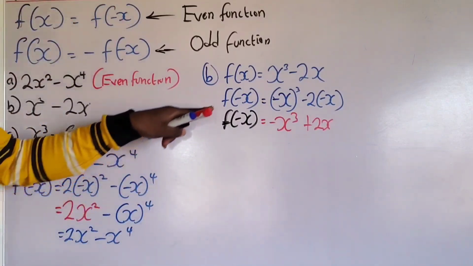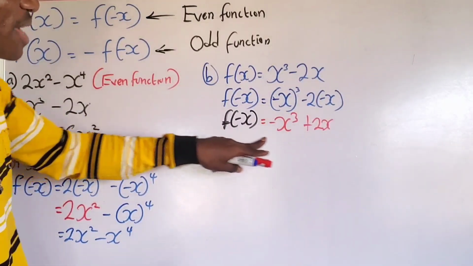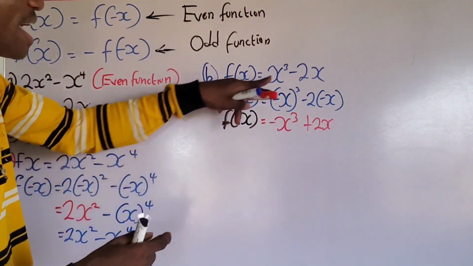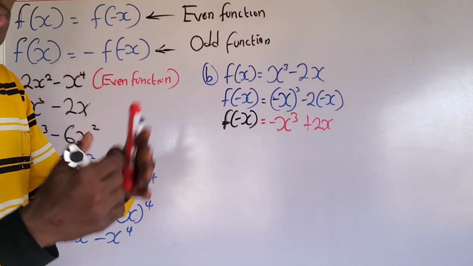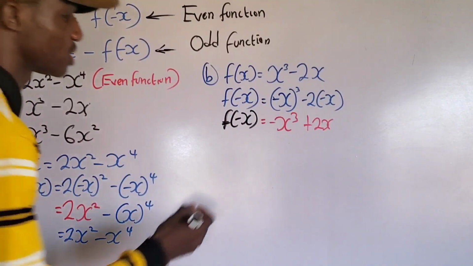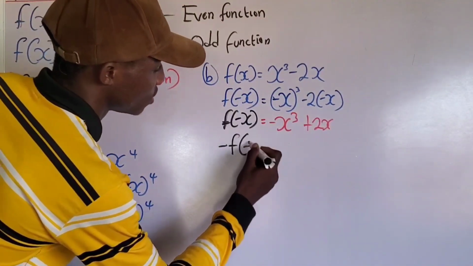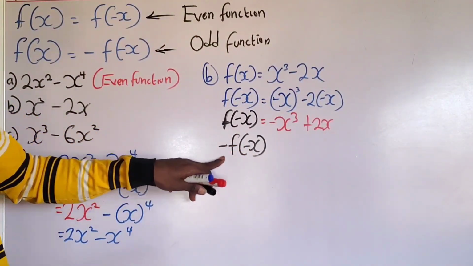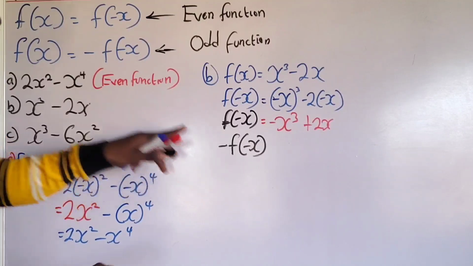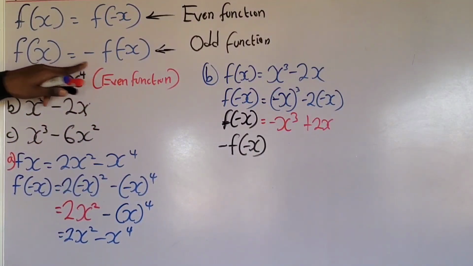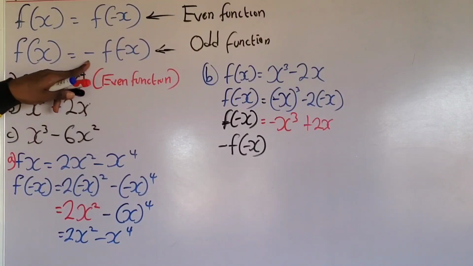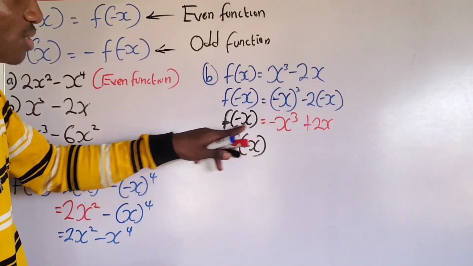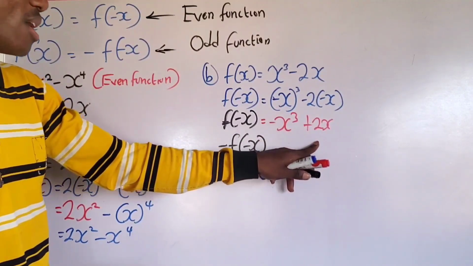So if I multiply this f of negative x by a negative sign, and I get x cubed minus 2x, that means the function is an odd function. Do you understand? Okay, let us proceed. To check whether the function is an odd function, I have to multiply f of negative x by a negative sign, like what I have here. f of x is this, minus f of negative x is this, and I've already gotten f of negative x, which is minus x cubed plus 2x.